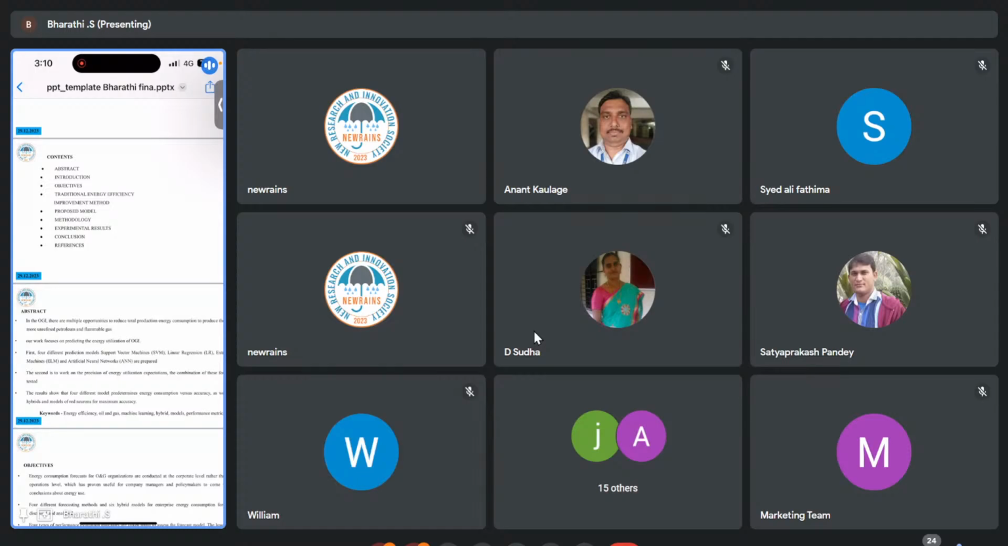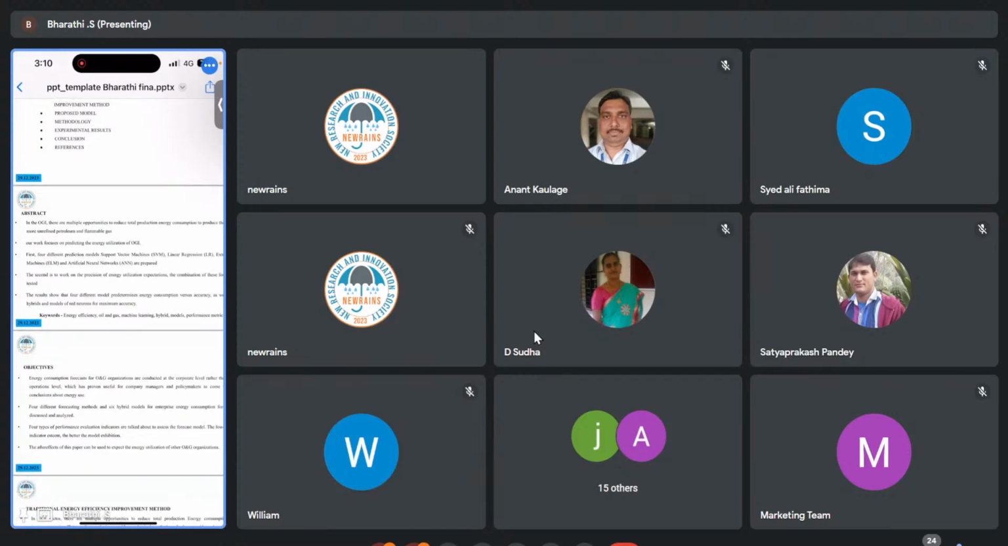The results show the four different models' predicted energy consumption versus accuracy, as well as the hybrid model for maximum accuracy. Objectives: energy consumption forecasts for oil and gas organizations are conducted at the corporate level rather than the oil operation level, which has proven useful for company managers and policymakers to come to informed conclusions about energy use. Four different forecasting methods and 6 hybrid models for enterprise energy consumption forecasting are discussed and analyzed. 4 types of performance evaluation indicators are talked about to assess the forecast model. The lower the model indicator esteems, the better the model exhibition. The after effect of this paper can be used to expect the energy utilization of other oil and gas organizations.